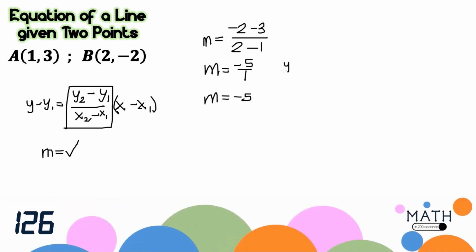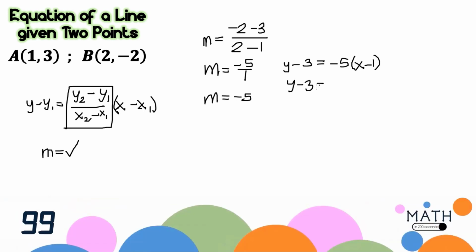Since we use y sub 1 being point A, you just simply continue it. y minus 3, as y sub 1, is equal to negative 5 times x minus your x sub 1 of 1. Why do I choose this one instead of this? It's because it is a little less complicated, especially for some of us who are struggling with forms like this one. So it's easier for me to use this one.